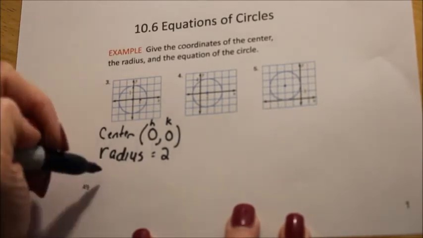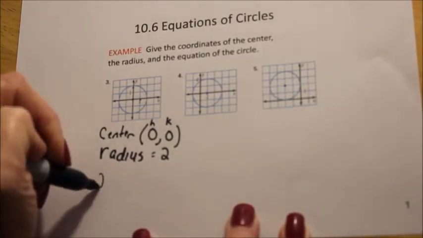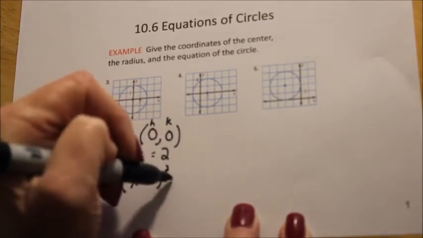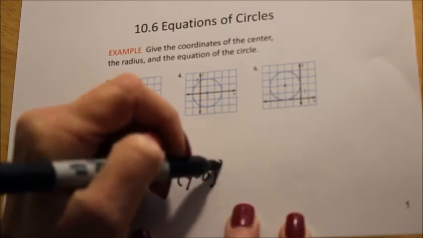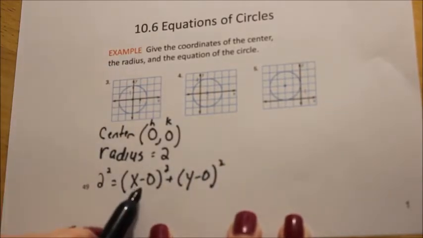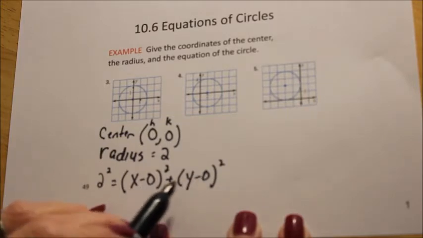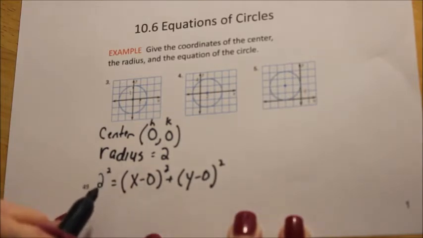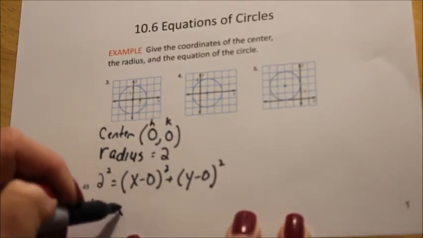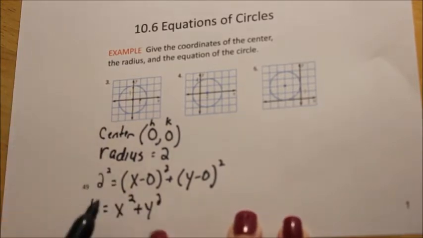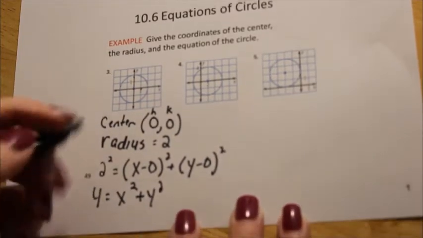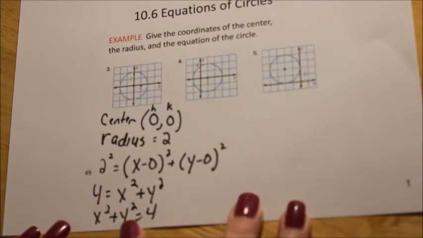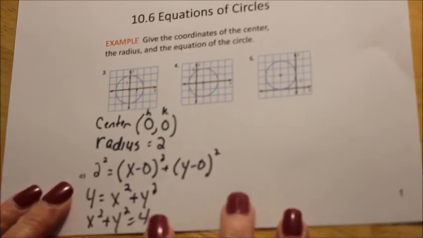So the equation will be 2 squared equals x minus 0 squared plus y minus 0 squared. Now, what is x minus 0? What is y minus 0? Well, those are just x and y. So to simplify that, to make it the way we would normally see it, you're going to make this a 4, is equal to x squared plus y squared. And by the way, you can actually have these flipped. You may see it written as x squared plus y squared equals 4. That is also the equation of the circle. Okay, so that's our first example.